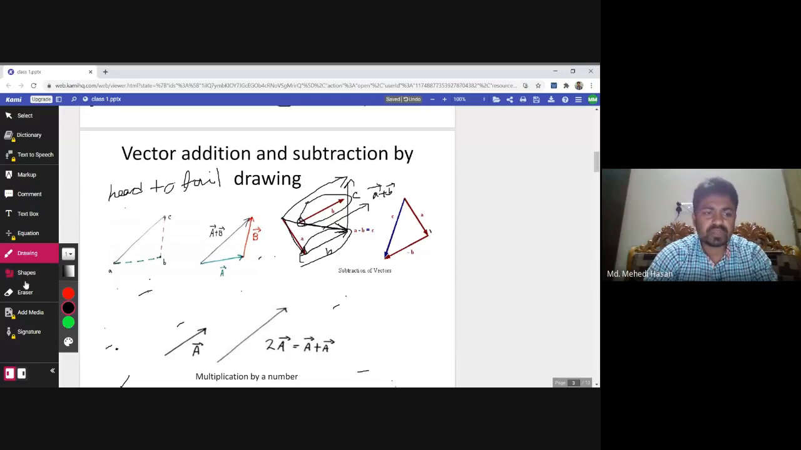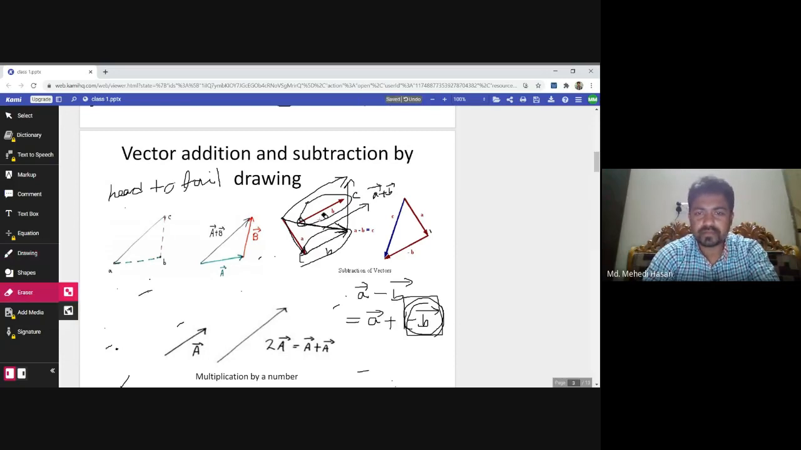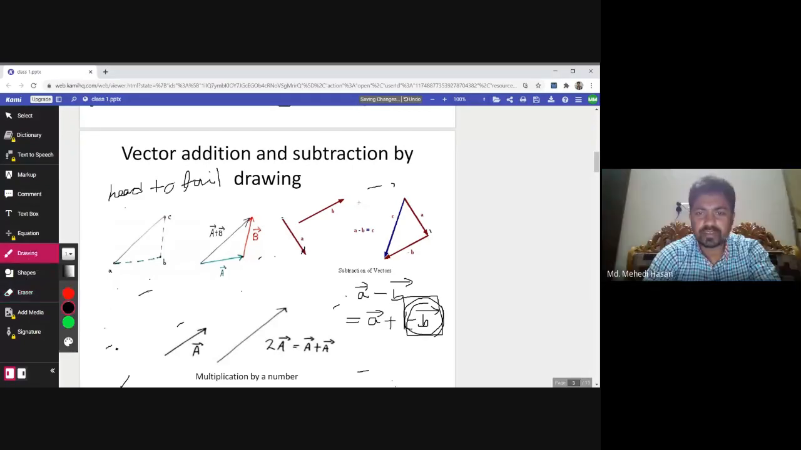But in case of subtraction, how can we subtract two vectors? Say A minus B. Subtraction is also one kind of addition, because if we add the minus B vector with the A vector, it is equivalent to A minus B. So what is the minus B vector? How can we draw minus B? Say B is given here. We just reverse the direction. So basically this is vector minus B.